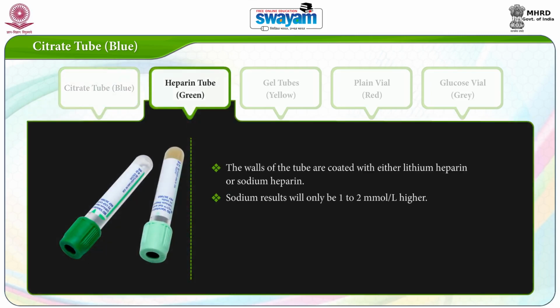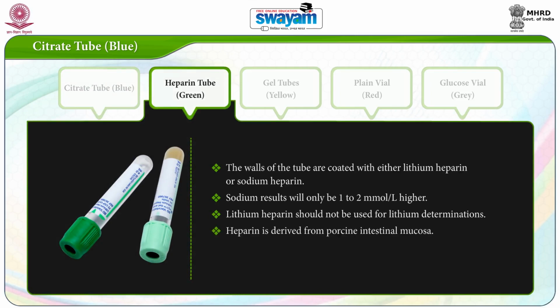Here comes the heparin tube. It contains a green color cap. Heparin is again another anticoagulant. Okay, the heparin comes in two forms. It may be lithium heparin or sodium heparin. So if you collect blood in a sodium heparin tube and do electrolyte estimation, that is estimation of sodium, potassium and all, it is not going to alter the value that much.